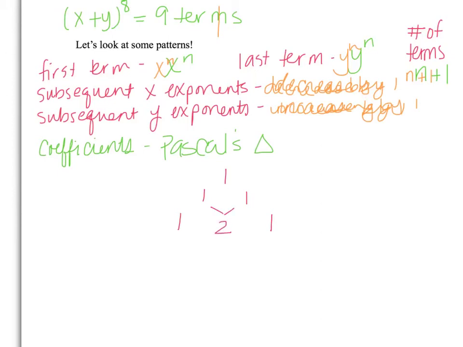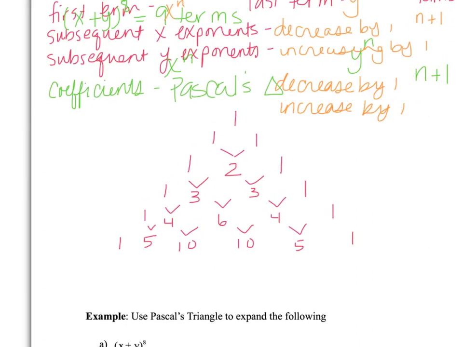So 1 plus 1 here is 2. Outside is 1, in between is a 3, and a 3, and a 1. This is a 4, and a 6, and a 4, and a 1. This is a 1, a 5, a 10, a 10, a 5, and a 1. I can't get it to move, sorry. And then it's a 1, a 6, a 15, a 20, a 15, a 6, and a 1.